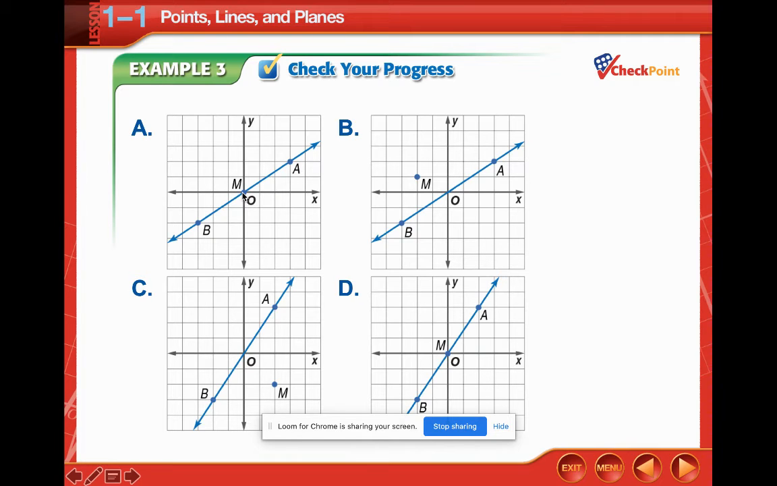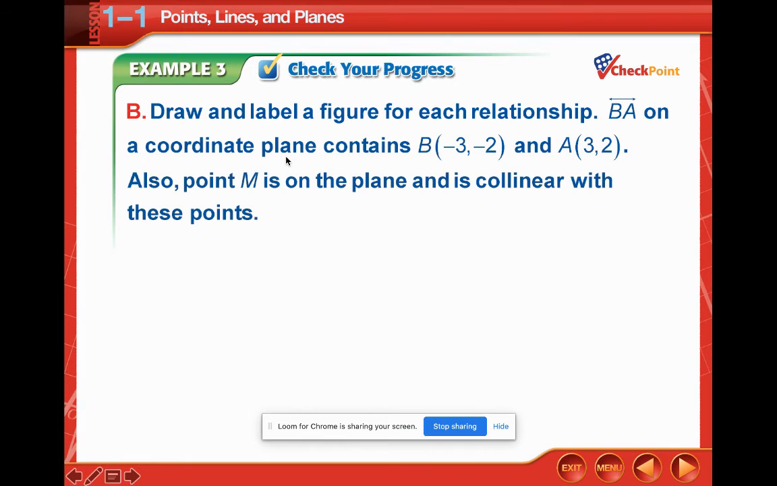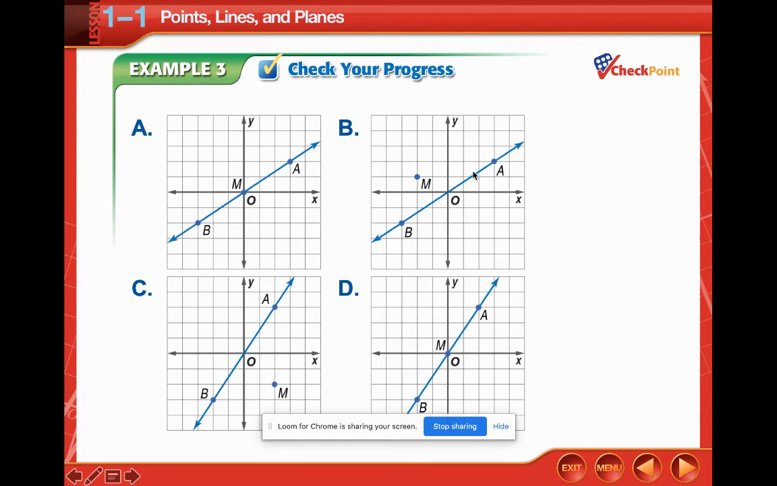B is -3, -2. So you go over 1. Remember, because it's negative, we go to the left, and -3, so we go over 3. 1, 2, 3, and then -2, down 2, 1, 2, -3, -2. Looks like this one's in the correct spot. This one's in the correct spot. This one is not. This one looks like it's at -2, -3. And then this one is also not in the correct spot. Again, -2, -3. So it's -3, -2. And then A is 3, 2. So we have to go over 1, 2, 3 to the right, and then up 1, 2. These both seem correct so far. These are both incorrect so far. So we either know it's A or B.